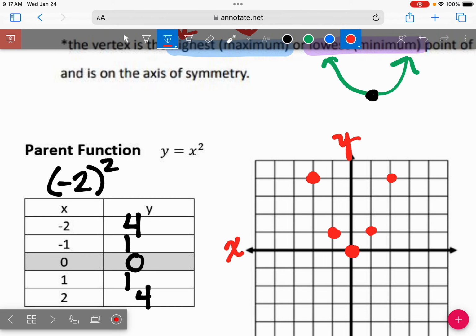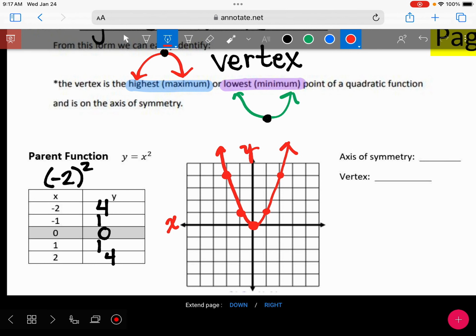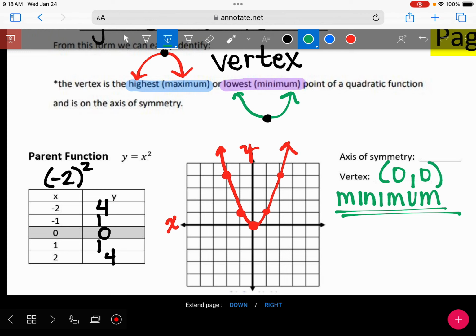So do you see how those points, if you were to connect these points, how it looks like the letter U? Go ahead and make your curve. Yeah, good. So does this graph look like a smile or a frown? It's a smile. So this has a vertex. Your vertex is a minimum point. And what is the lowest point on this parabola? 0, 0. So we always write that as an ordered pair.